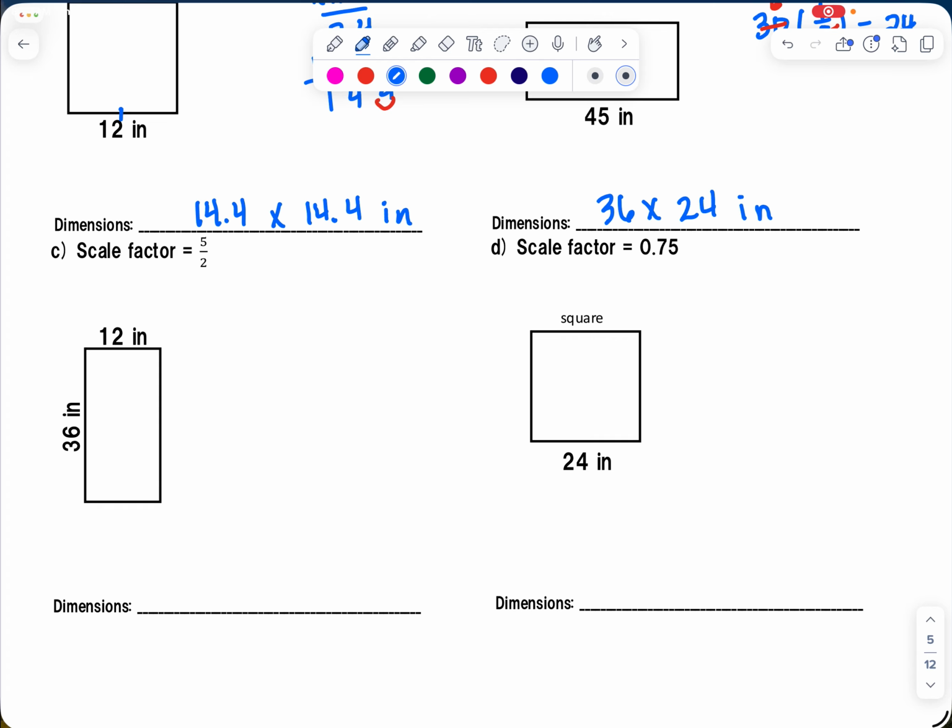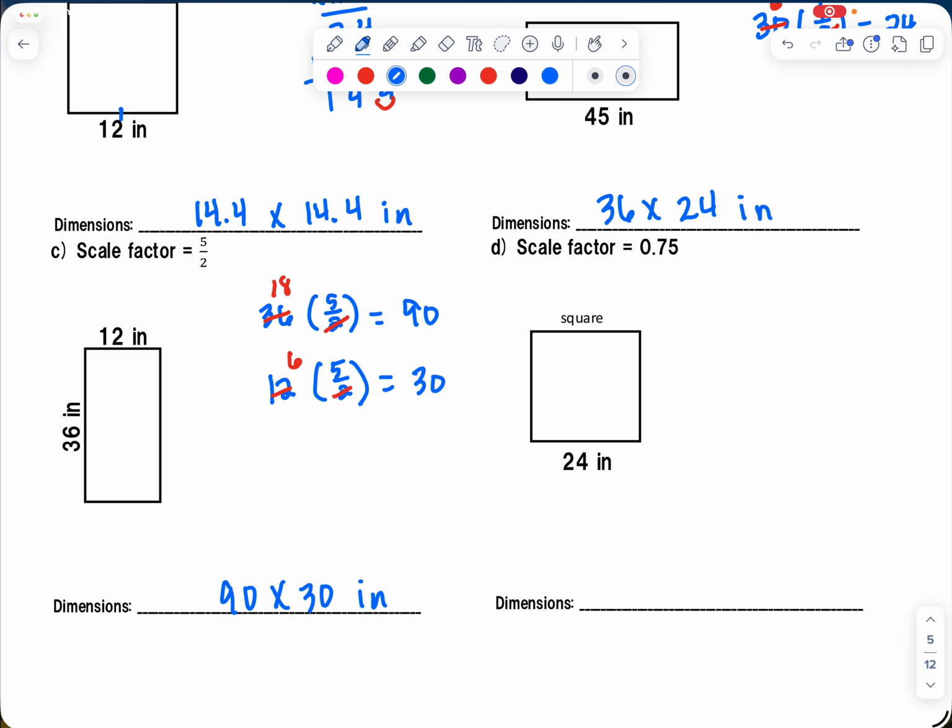All right, welcome back. I took my first side and multiplied it by 5 over 2. 2 goes into 36 18 times. 18 times 5 is 90. And then 12 times 5 over 2. 2 goes into 12 6 times. 6 times 5 is 30. So my new rectangle would be a 90 by 30 inch rectangle.